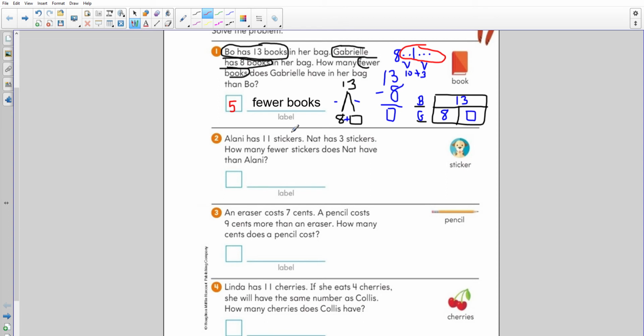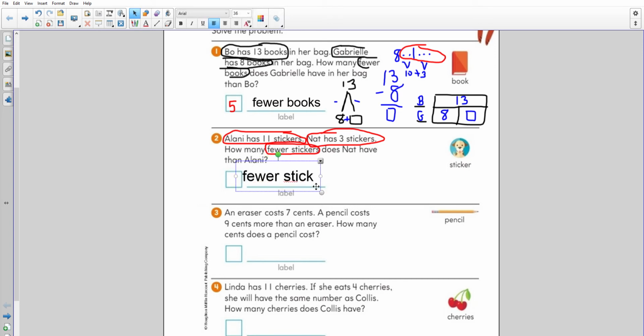Now I need to circle my important information. Here's my first person. This person has 11 stickers. Here's my second person. That person has 3 stickers. If I go to my question, I see fewer stickers. So I now know what I'm looking for. I'm looking for fewer stickers.